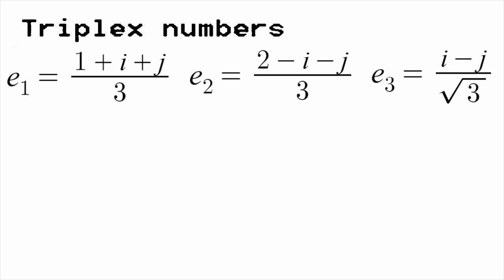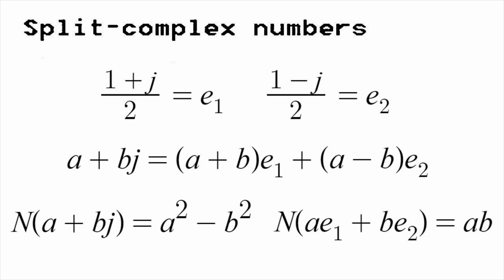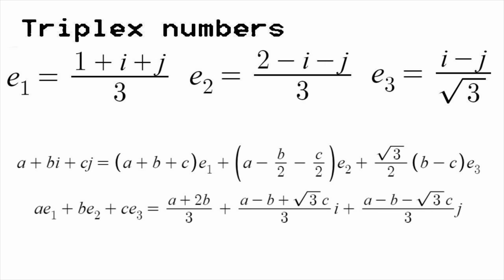Anywho, with these three values, we've got ourselves a diagonal basis. In the same way that any split complex number can be written in its diagonal basis, so too can we freely convert between the normal triplex basis and the diagonal triplex basis, using these conversions. They're admittedly pretty copious, but I guess that's just the price you pay for a three-part diagonal basis.